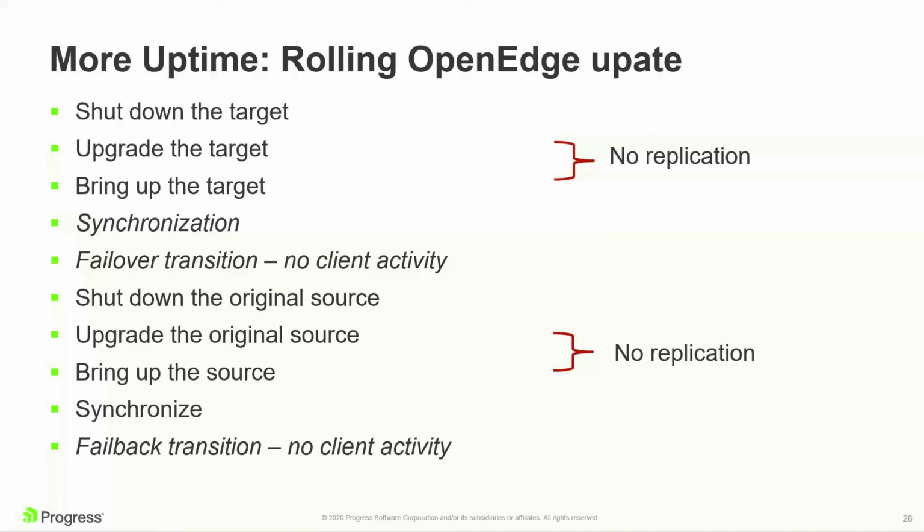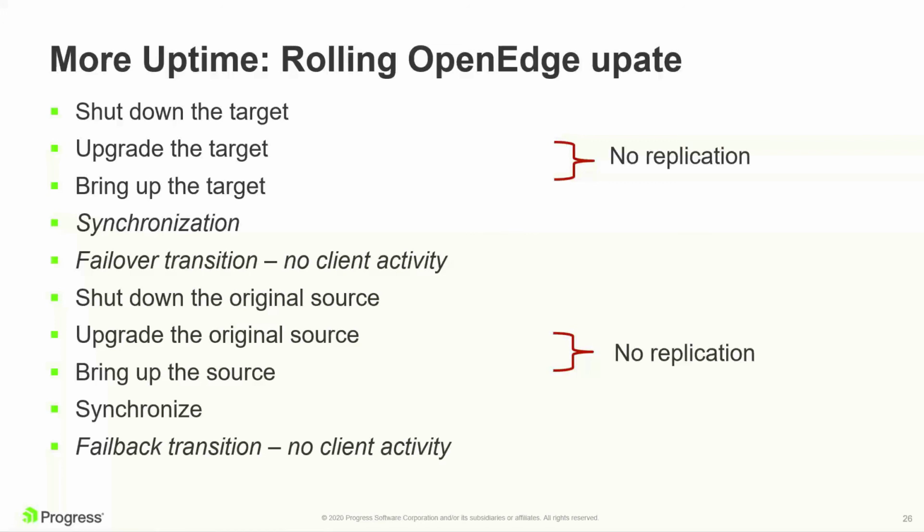Here's another benefit of using OpenEdge Replication. It allows you to update the OpenEdge installation while your application stays online. Since there is now support for replication across databases running different minor versions of OpenEdge, the target can now connect and synchronize with the source after updating to the new version. Also, we can now failover transition to the migrated target after updating.